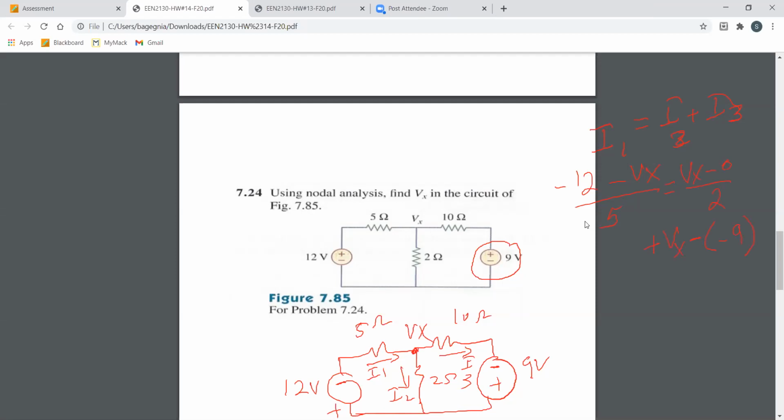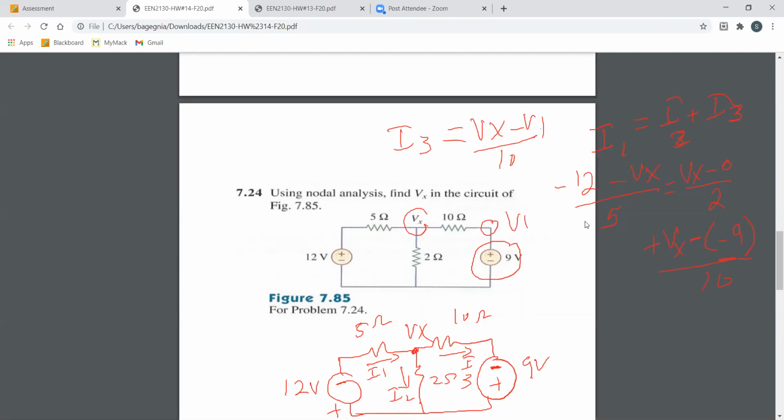Okay, so here you have to be careful. If the polarity is a minus, so I3 is going to hit the minus, so the voltage is a minus. And you already have a minus from the definition of the current I3 is equal to the voltage here minus the voltage here. Let's call this V1, for example. So Vx minus V1 over 10.